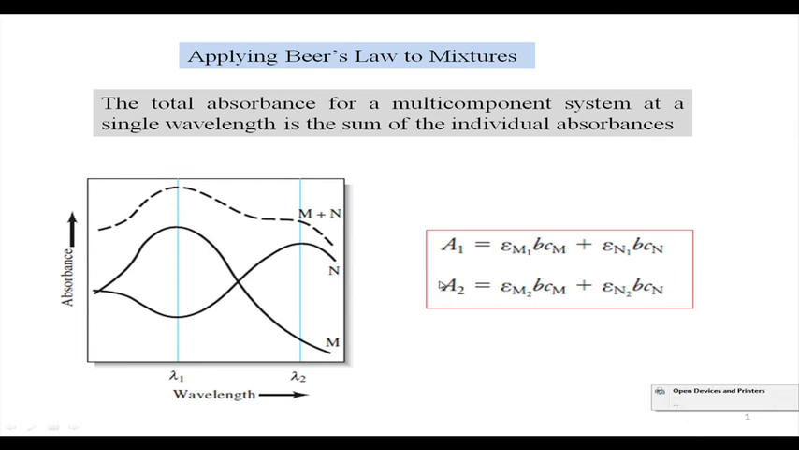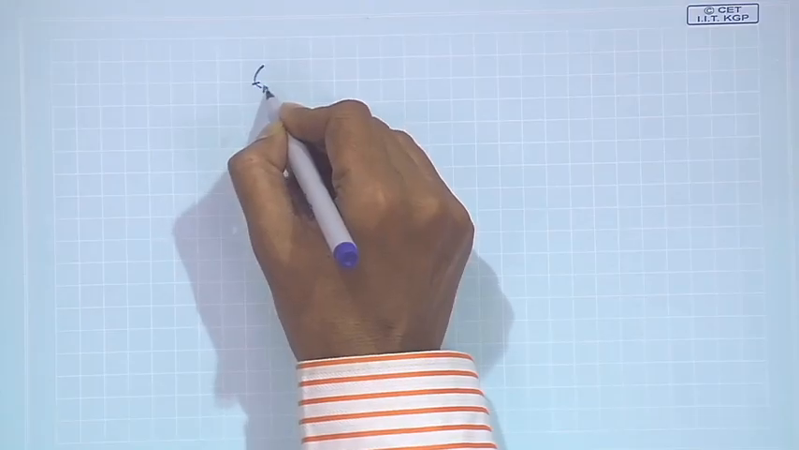So, this is the absorbance for this particular one, where we get the absorbance of the individual components. That means it is the absorbance of M species at lambda 2 and N species at lambda 2 also. So, these are the two absorbances at this particular point, the absorbance at lambda 2, but these are the corresponding sum.